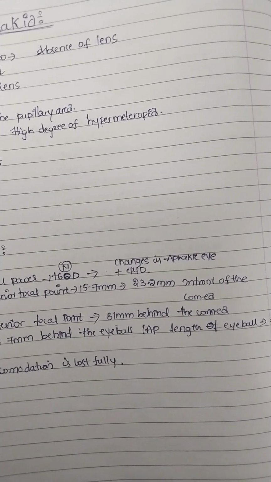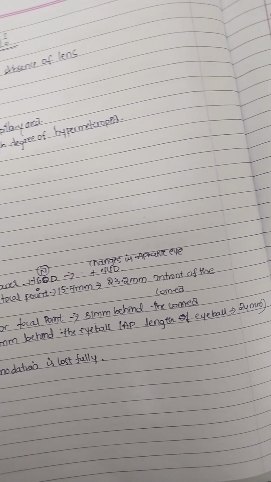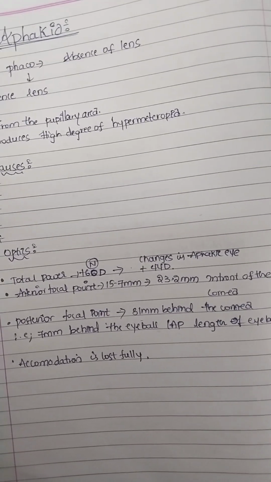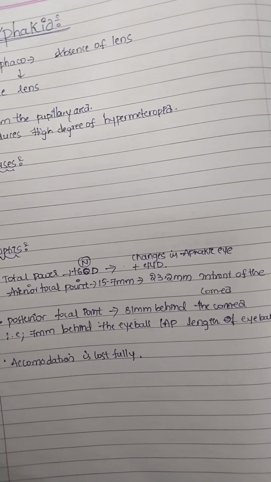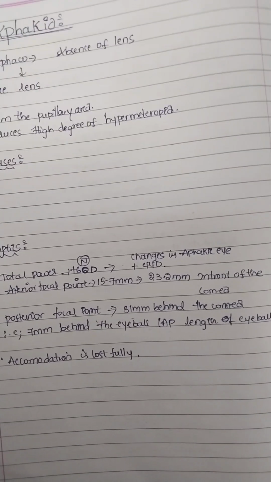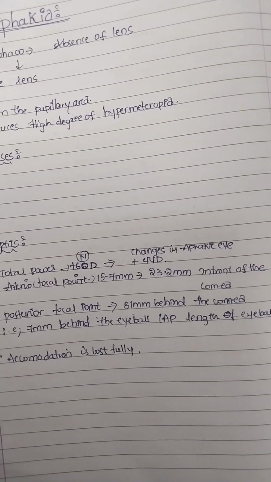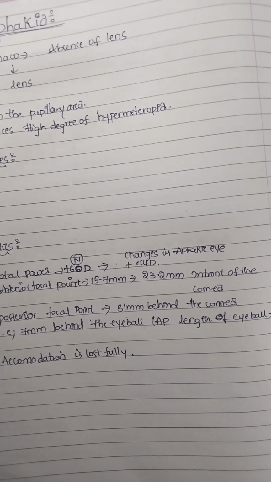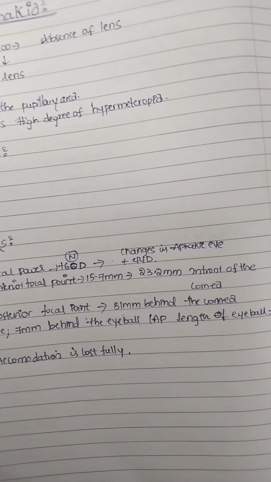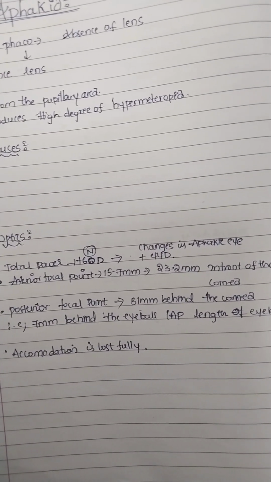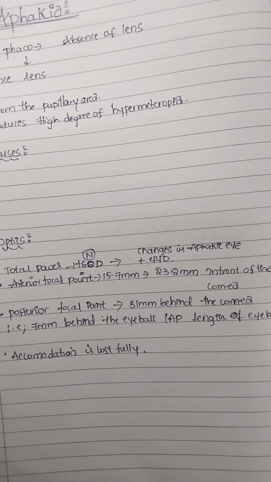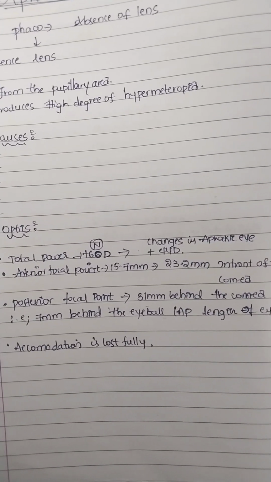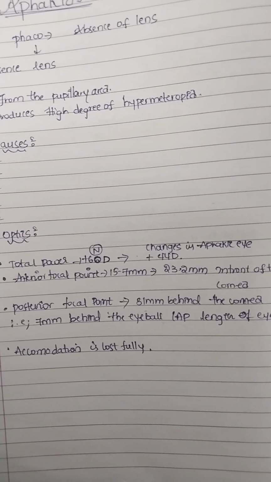So when you consider the anterior posterior length of the eyeball, which is 24 mm, we had already discussed the posterior focal point. Anterior focal point is 23.2 mm in front of the cornea, whereas posterior is behind the cornea, 31 mm behind the cornea, we said. So the anterior posterior length of the eyeball is 24 mm, so it must be 31 mm minus 24, which is 7. So how much is it behind the eyeball? 7 mm behind the eyeball. So here accommodation is lost fully.